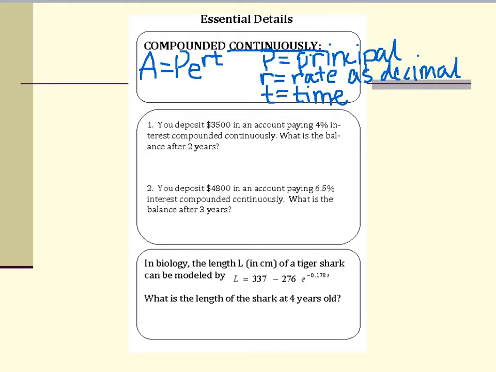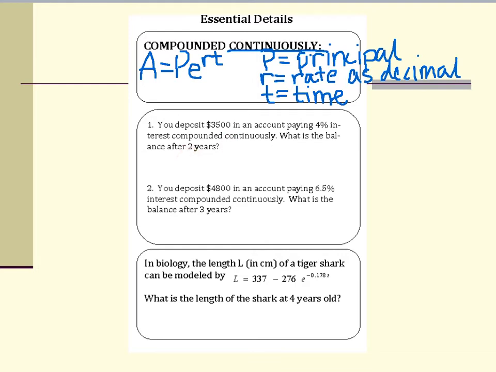So let's look at this first one. It says you deposit $3,500. So right there, $3,500 is our principal in an account paying 4% interest. So 4%, if we put that as a decimal, it's 0.04, compounded continuously. That's our key that we're using this formula. What is the balance after 2 years?